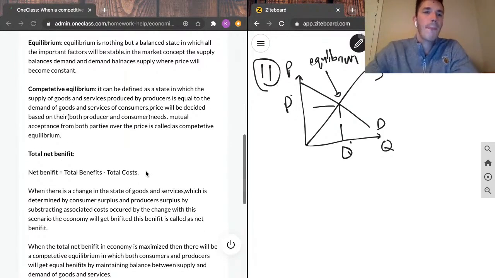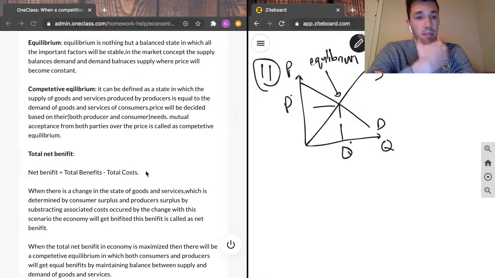Great. Competitive equilibrium, they also wrote that it can be defined as a state in which the supply of goods and services produced by producers is equal to the demand of goods and services of consumers. Price will be decided based on both producer and consumer needs. Mutual acceptance from both parties over the price is called a competitive equilibrium. That essentially defines the same situation that I've just drawn.